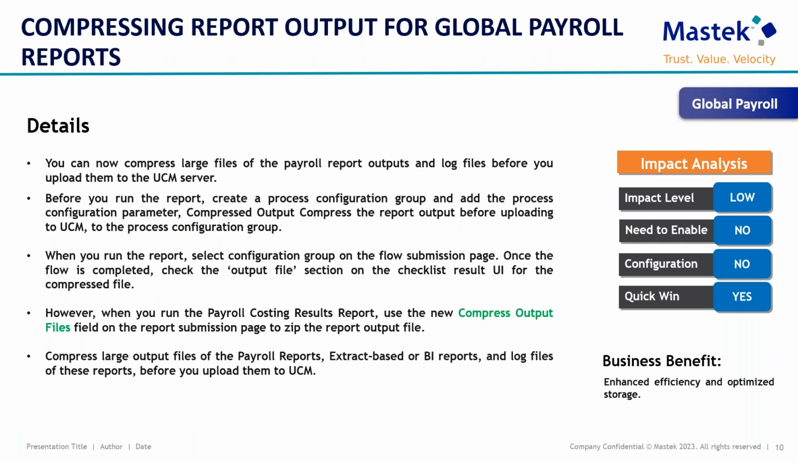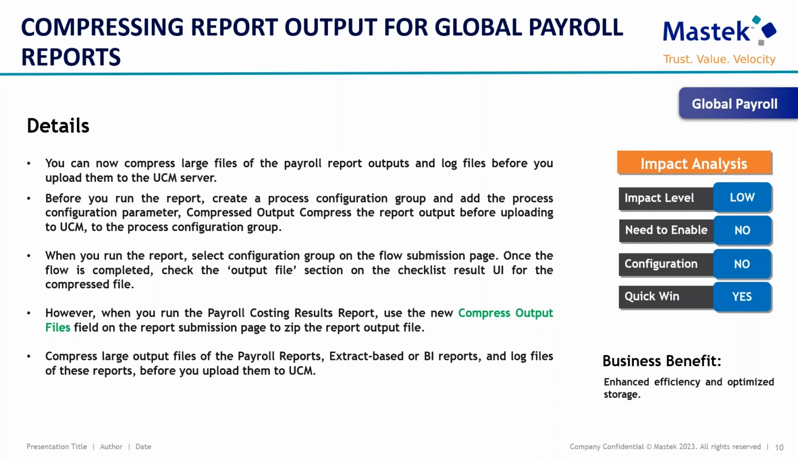Next feature is compressing report output for global payroll reports. So this particular feature is most helpful for the businesses which have the payroll output coming for more than 20 to 30,000 rows. So basically, whenever you have that big of a file to download, the system sometimes takes too much time to download that file, because when you generate the output, you either generate the output in Excel or any specific format, which takes a little bit of extra time to organize the data and download it into your local system.